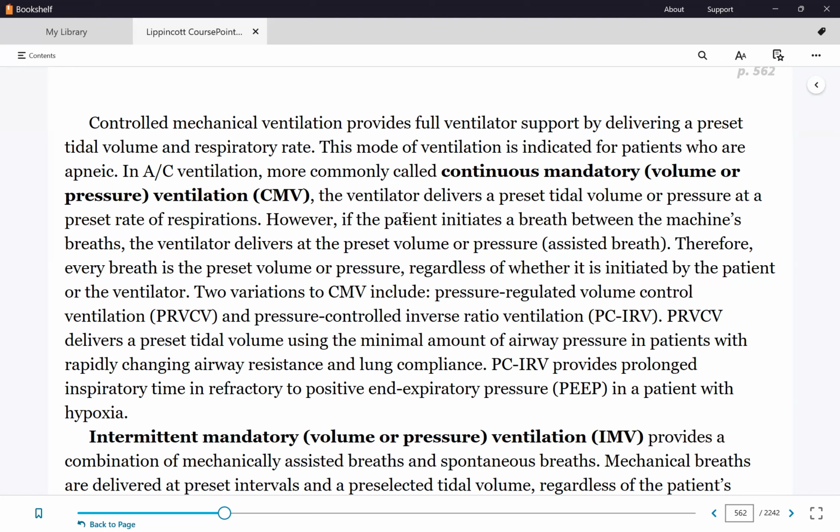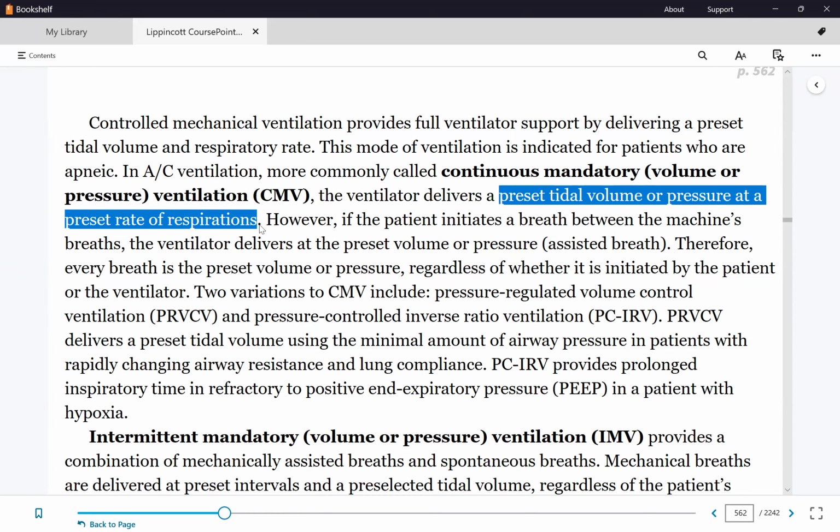So what does this do? It has a preset tidal volume right here and a preset rate. Let's say the preset tidal volume is 400 and the preset rate is 10. If it's 10, every how many seconds will the ventilator give a breath? 60 divided by 10. Every 6 seconds, the patient will get a breath from the ventilator.